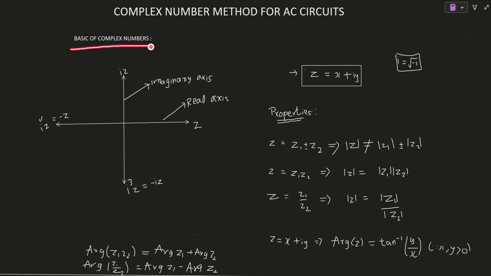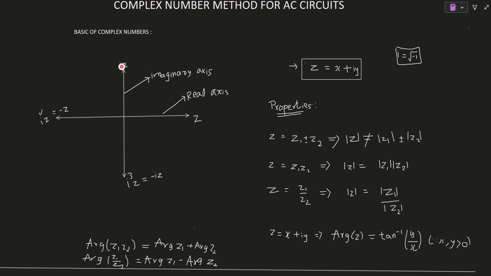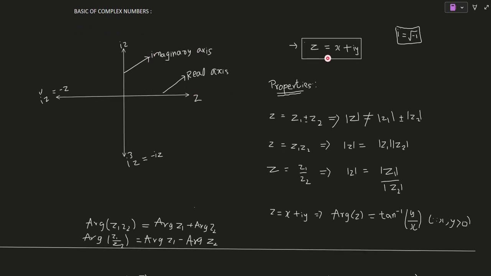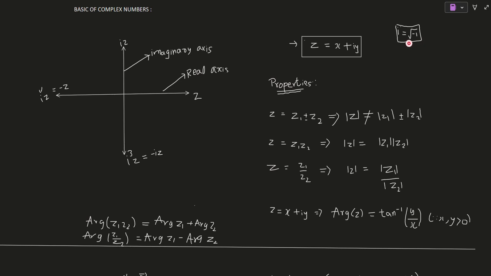Before we solve AC circuits, first we'll learn the basics of complex numbers. We represent them in the Argand plane. This is the real axis and this is the imaginary axis. We represent a complex number as z = x + iy, where x is the real part and y is the imaginary part. Iota we can write as root of -1, as you know.